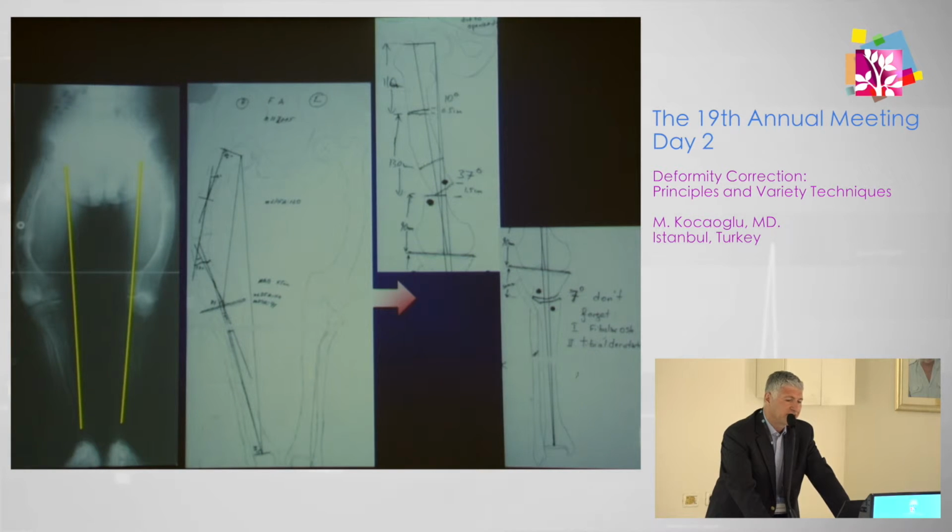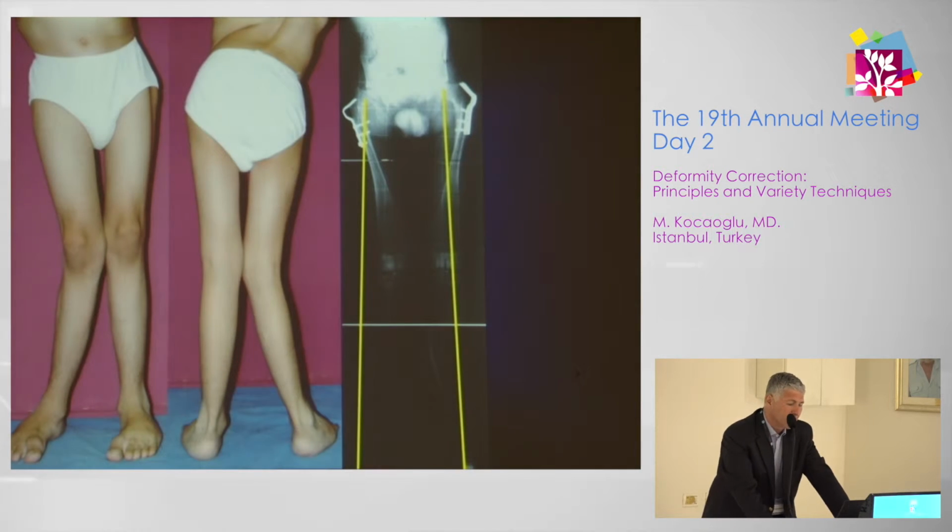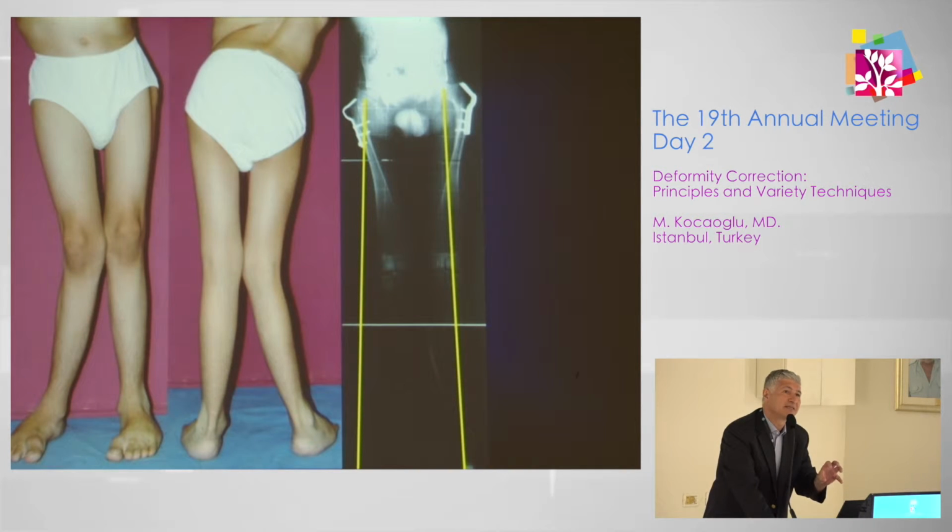This is another patient with vitamin D resistant rickets, who has bilateral bowing deformities in the femur and tibia. I did the paper tracing and planned to correct everything in one session. I want to stress that the paper tracing before the osteotomies, or before the treatment, is very important. This will shorten your operation time.